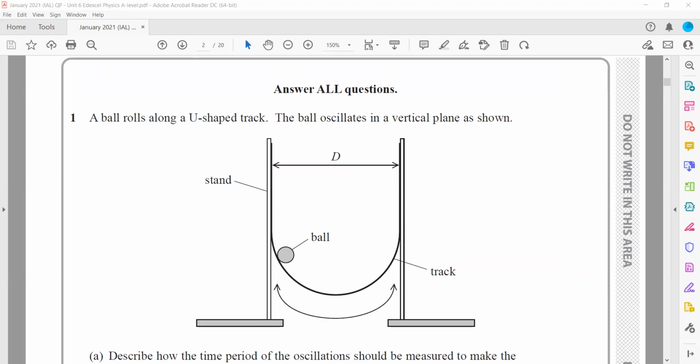And how can we make sure that the meter rule is exactly horizontal? By measuring the height of the meter rule from both ends. The height of the meter rule from the first and the second end should be the same. So when the height is the same from both ends, it means the meter rule is exactly horizontal. We measure the distance from both ends and avoid parallax error, and we measure the distance between the two ends.